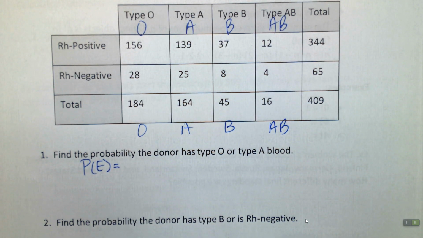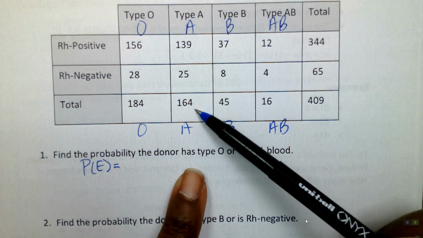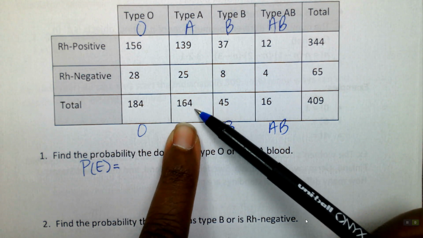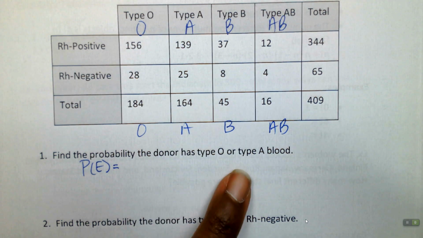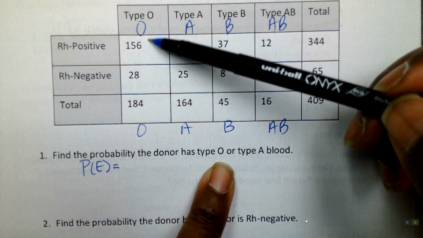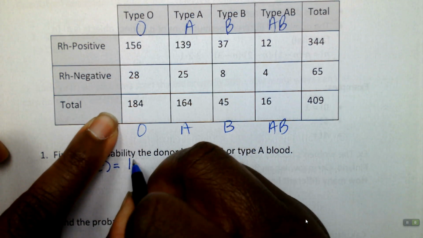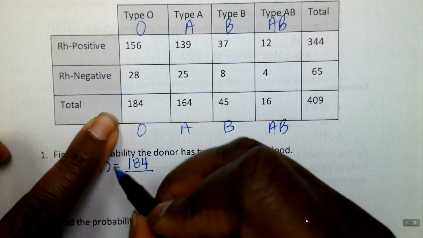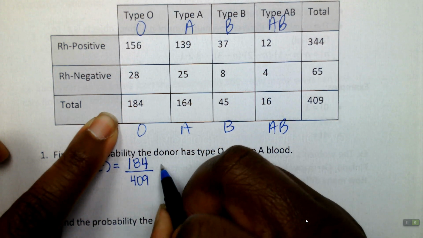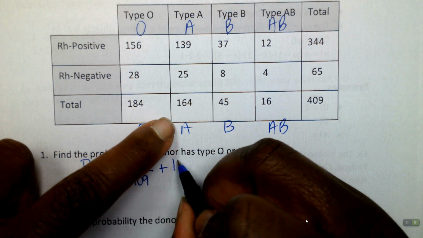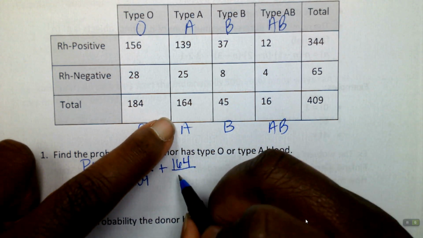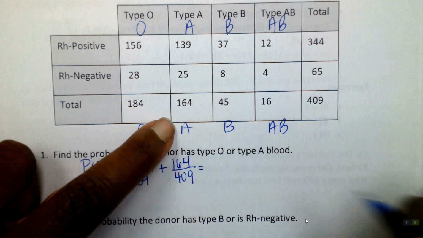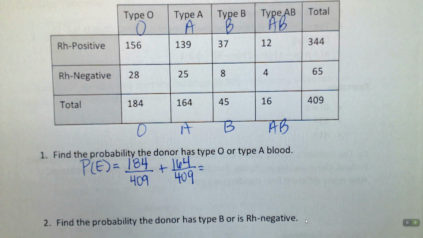This does not have the word given in it, so I'm going to just use my total and use the totals that are given. So type A is 164. Which one? Oh, let's do O first, because it was first. O is 184. And they get that number from adding those two numbers together. And then type A is 164. And notice I'm using the total this time. It didn't have the word given in it, so I can use that total.